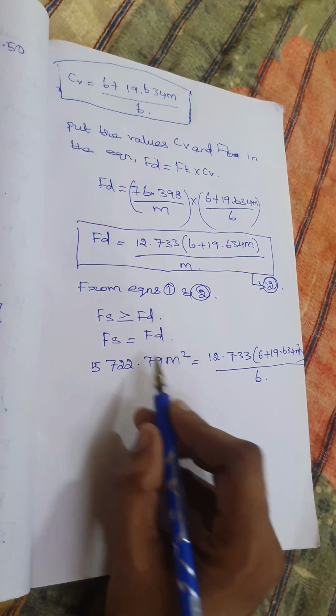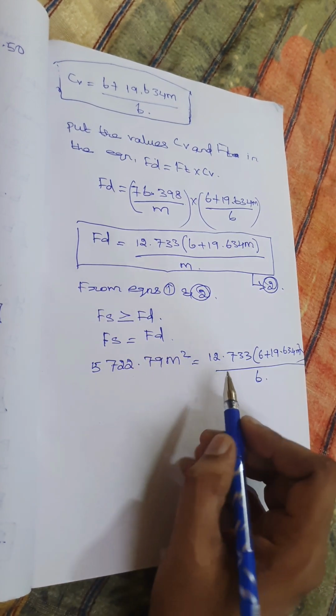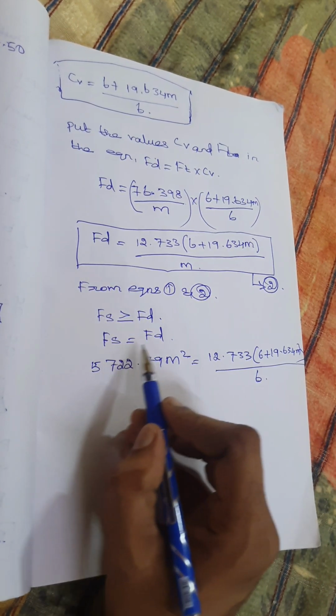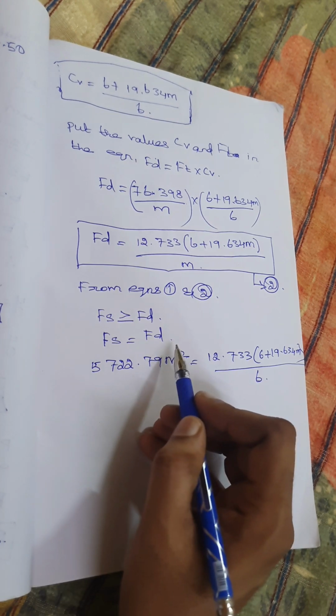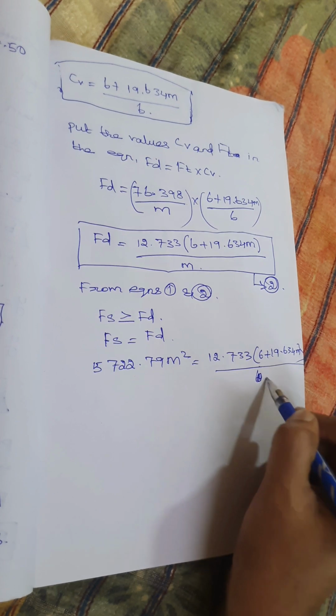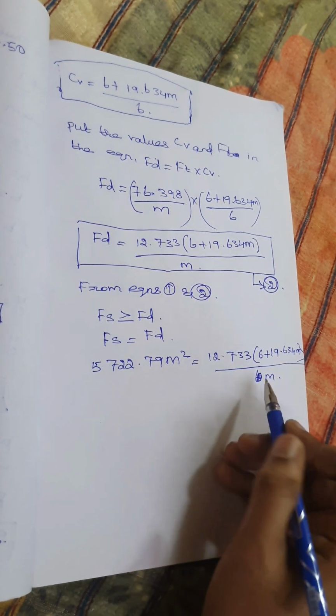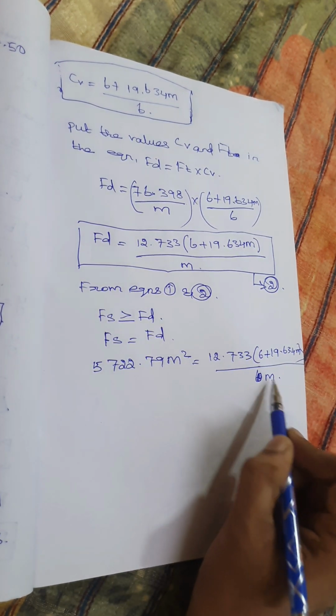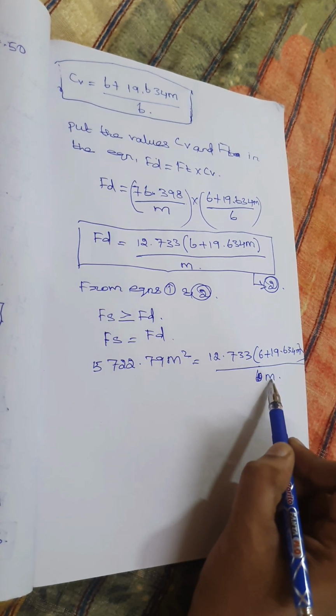So we have to check whether this condition is satisfied or not. That means f of s is equal to f of d or not. We have to check this condition. Sorry, this one is not 6, this one is m. So now this m can go to this side.